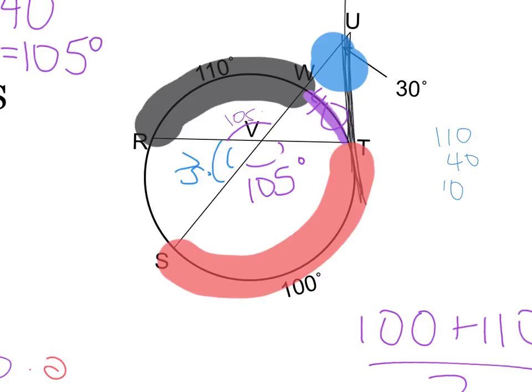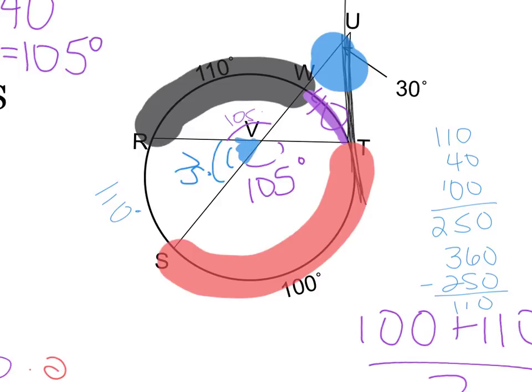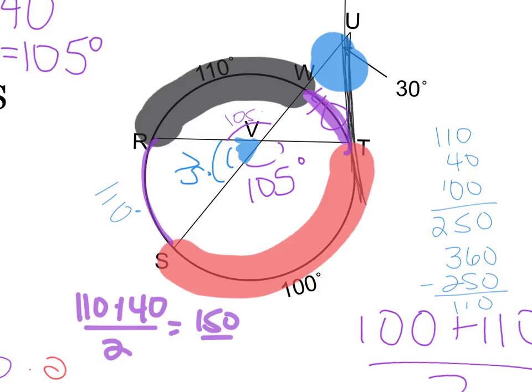Good. So if I add up the 3 arcs that I have, I get 250. Subtract that from 360, and I get that this is 110 degrees. That's the only piece of the circle that's missing. You with me so far? And then if I wanted to find the angle in here, add 110 and 40 and divide by 2. If it's a floating angle, it's the arc it intercepts plus its vertical angle's arc, divided by 2.